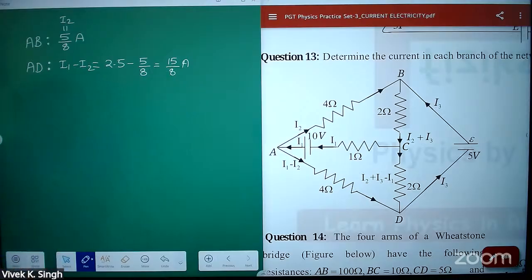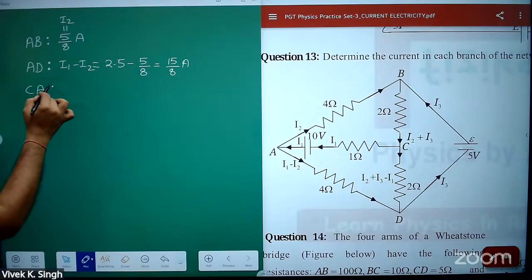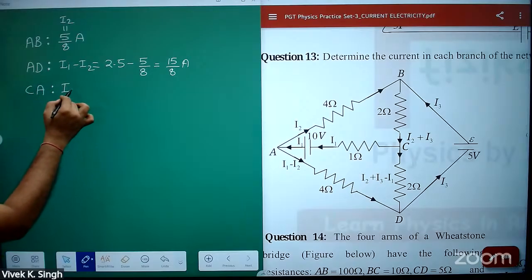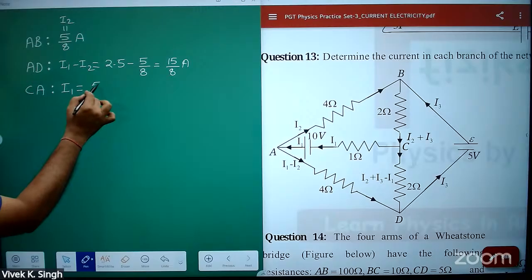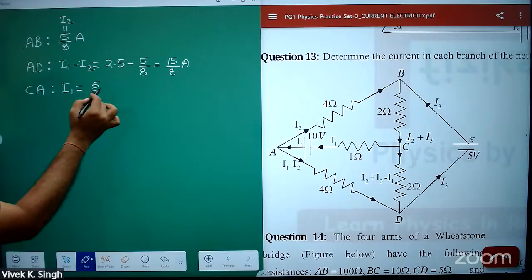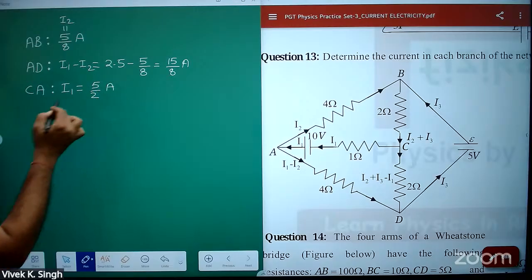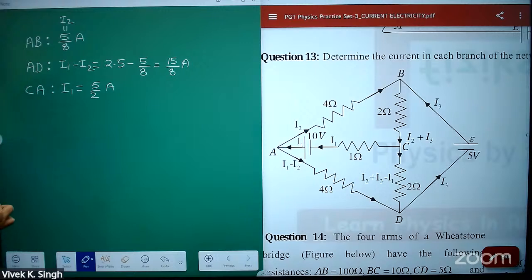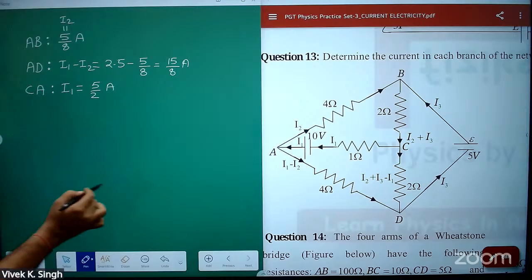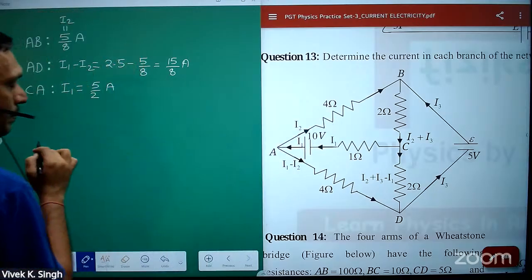Then let's see branch CA. What will be the current in branch CA? CA is I1. And I1 we have calculated as 5 by 2 ampere or 2.5 ampere. This is CA. We have calculated it in this branch. Now see BC.